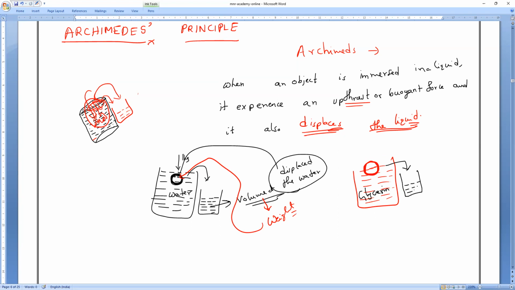So now I will collect some amount of glycerin. The weight of this displaced glycerin is equal to the total weight of the body. It is partially immersed, doesn't matter. Whatever the weight of the liquid displaced by the immersed portion of the body, either partially or completely immersed, is equal to the total weight of the body. Do you understand? That is what you have to remember. So this is the most important phenomenon.